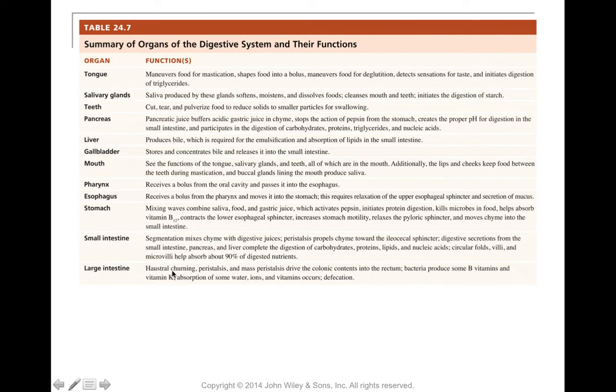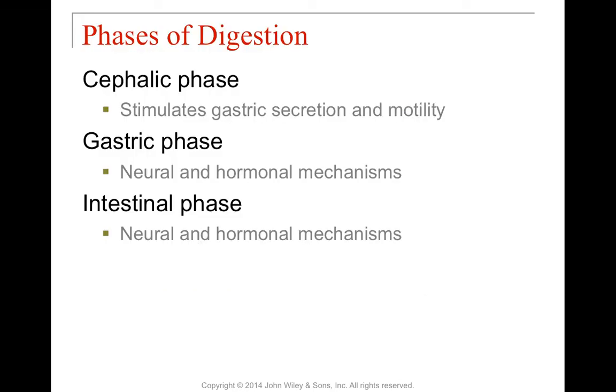Large intestines is going to be responsible for water resorption, and then also the last sets of haustral churning, peristalsis, absorption of water, vitamin K, production of the B vitamins, and then also the resulting resorption of those B vitamins, and then last but not least, defecation.